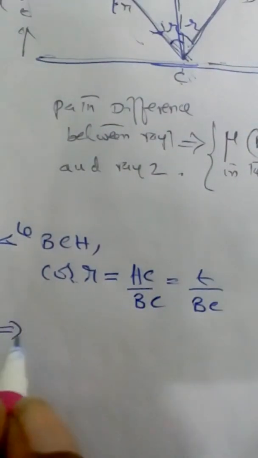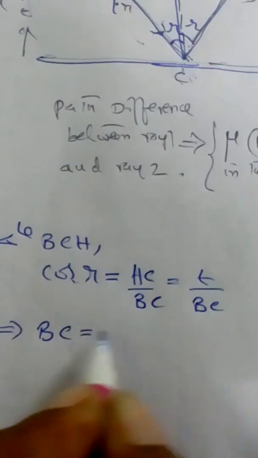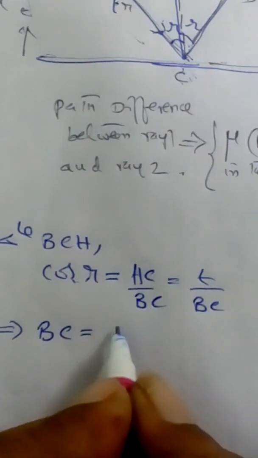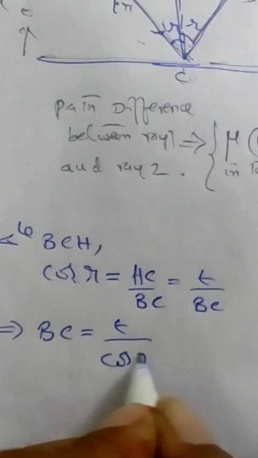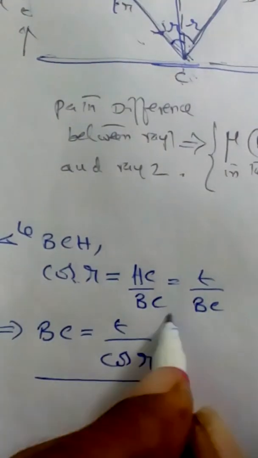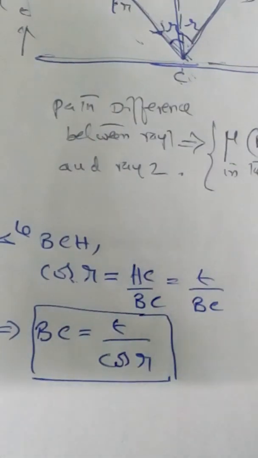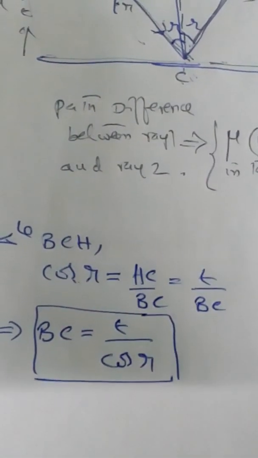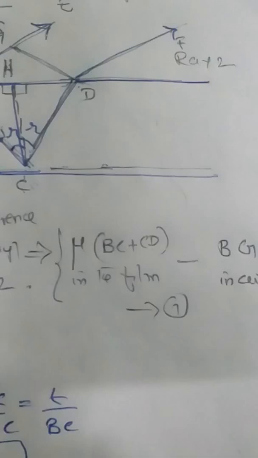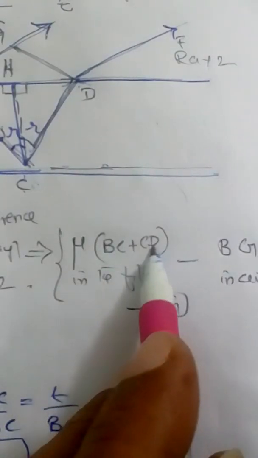Now cross multiply, BC equal to T by cos R. This is one expression you got. Now in this expression you got the value for BC. Now you have to look for CD.